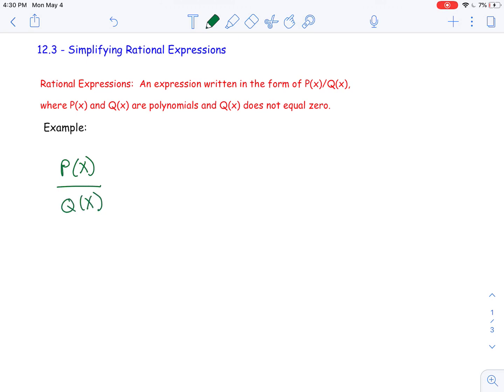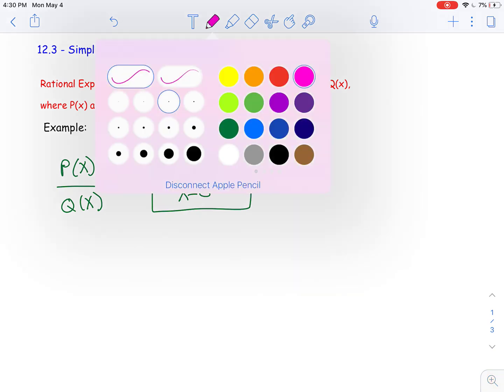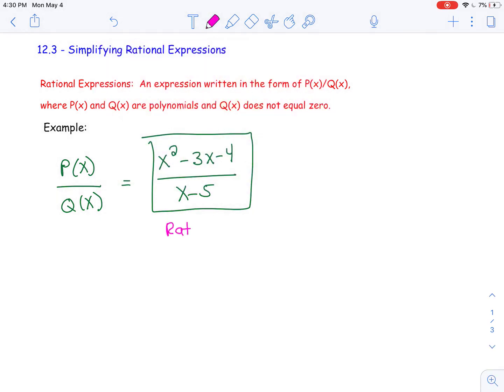So it's basically saying we have a function on the top. For example, we could say we had x squared minus 3x minus 4 on top. We have a quadratic. And maybe we have x minus 5, a linear, on the bottom. This would be a rational expression. So it's just a fraction that has variables in it.